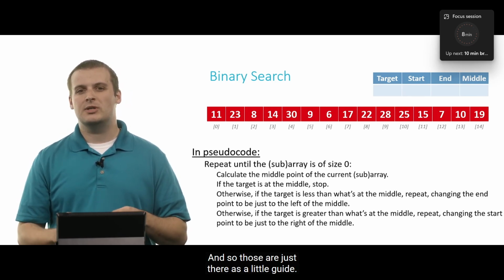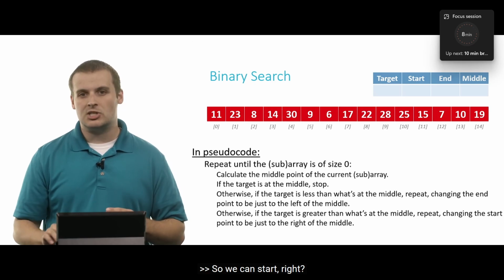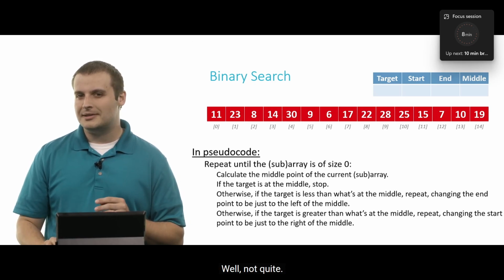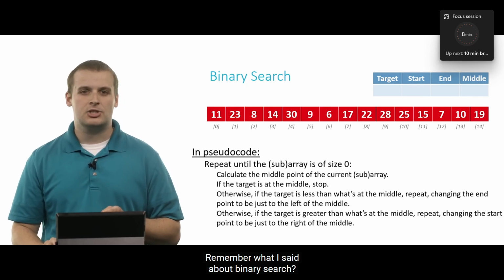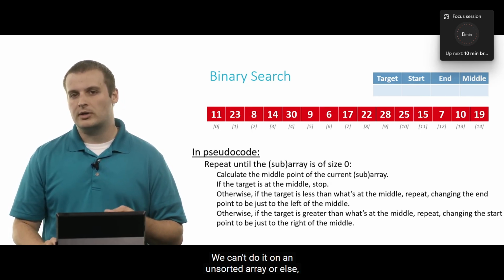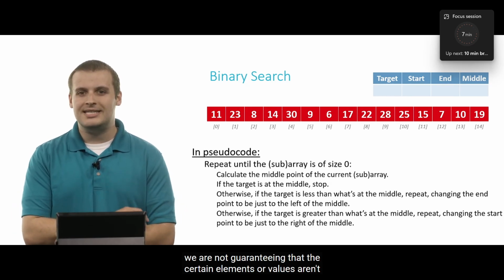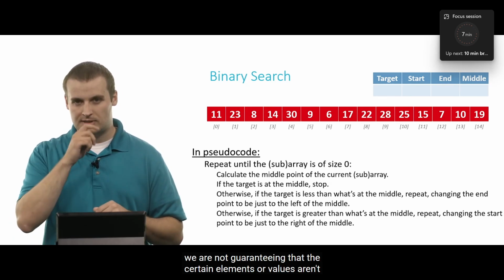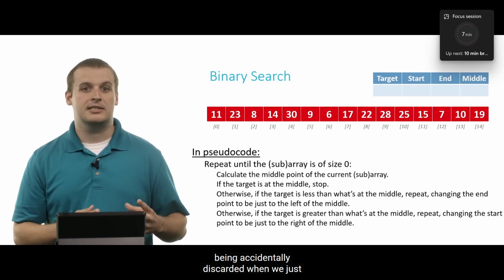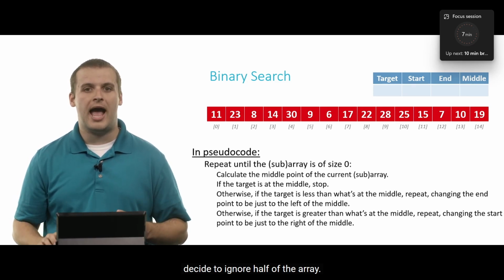In binary search, we do, and so those are just there as a little guide. So we can start, right? Well, not quite. Remember what I said about binary search? We can't do it on an unsorted array, or else we're not guaranteeing that certain elements or values aren't being accidentally discarded when we just decide to ignore half of the array.